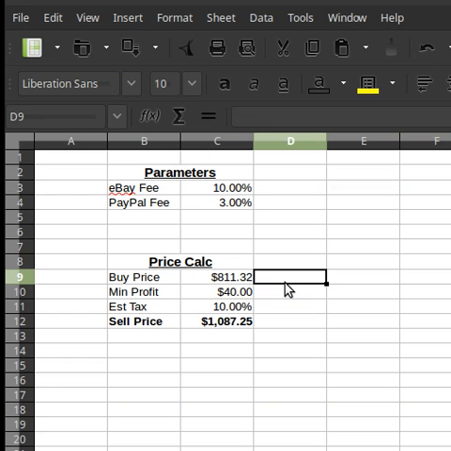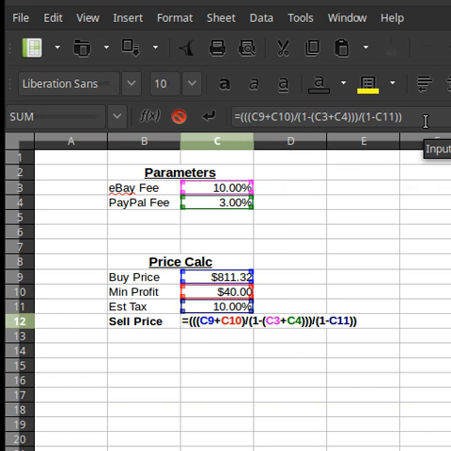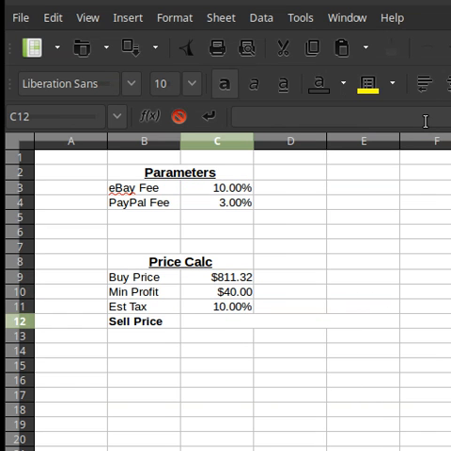So here is a spreadsheet for an item that I actually priced to do drop shipping on eBay with. It's a drop shipped item, so I didn't have to take into account shipping and handling. It's built into the price, and the base price for this item was $811.32. So the question is, how much do I need to charge on eBay in order to make a minimum profit of $40? And here's the answer right here. But let's just walk through how I came up with that.